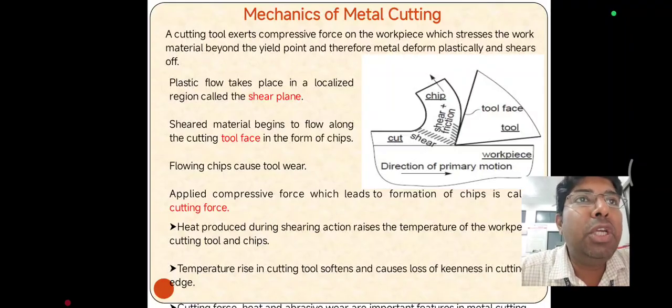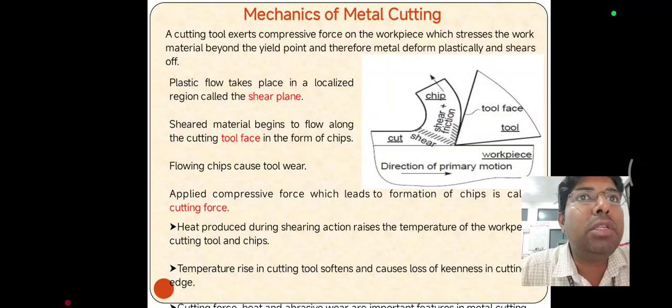Once the material shears, it begins to flow along the cutting tool face in the form of chips. These chips are a direct result of the shearing action and are important because their formation indicates successful material removal. However, flowing chips can also cause tool wear over time, which is a key consideration in cutting tool design and operations.